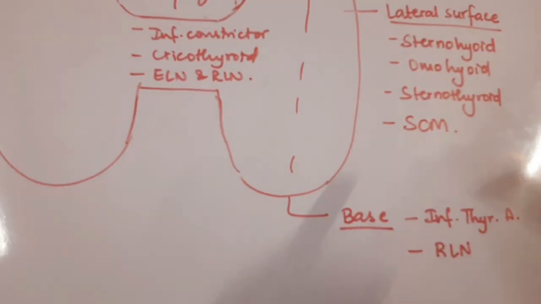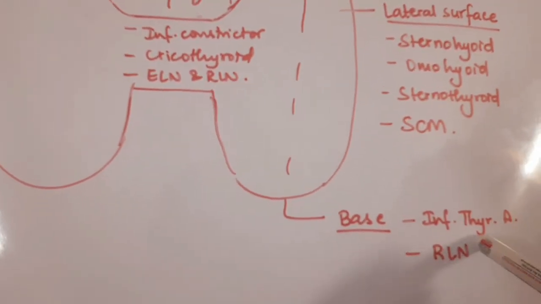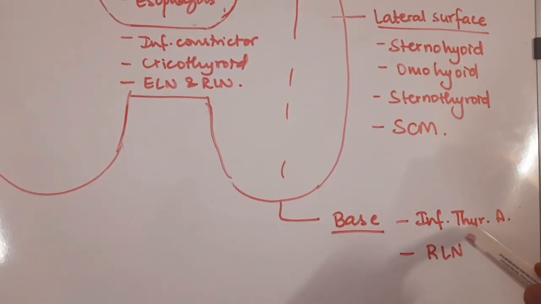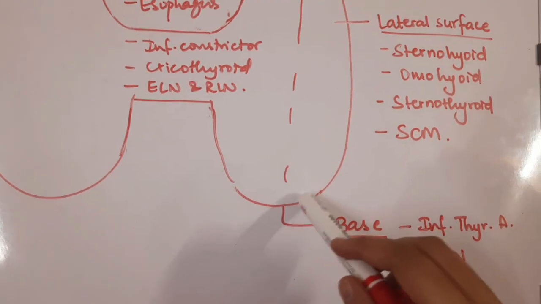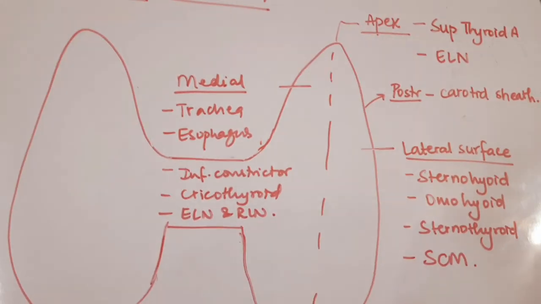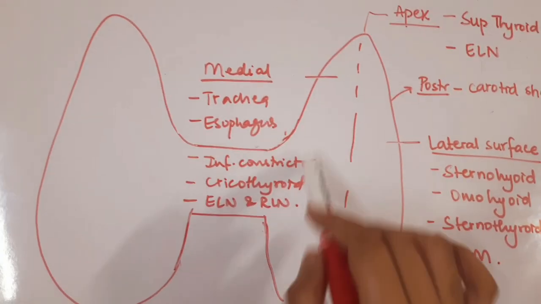And the base is related to the inferior thyroid artery and the recurrent laryngeal nerve. So we have inferior thyroid artery and recurrent laryngeal nerve related to the base, and the superior thyroid artery and external laryngeal nerve related to the apex. Then we have a medial surface.